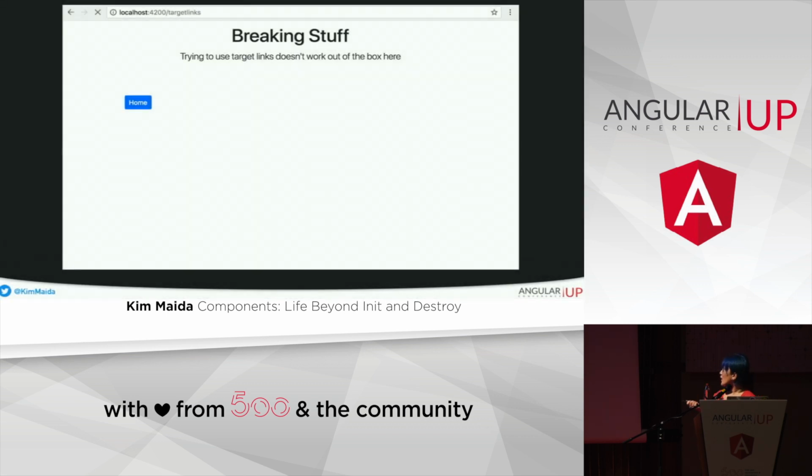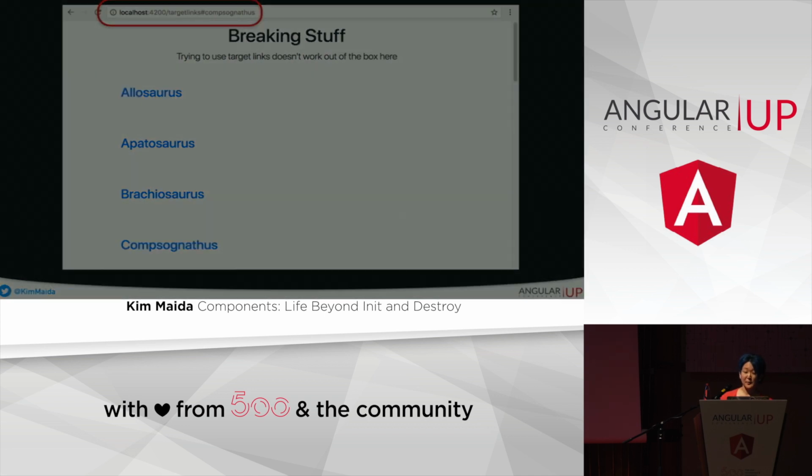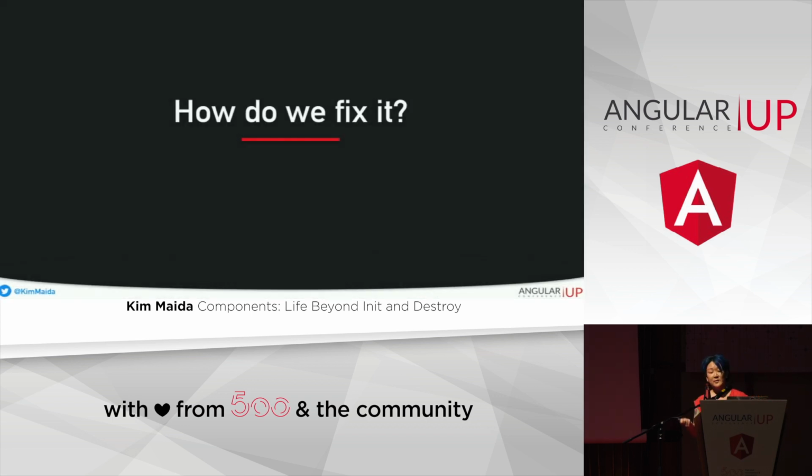So as you can see from the title here, spoiler alert, this isn't going to work. But we're going to load the data. Once the data loads, we have our list. Now we can click on these links that have target links. You can see the hash changing in the URL, but nothing is happening. We're not actually scrolling to the items that we want to see. So it's not working how we want. So how do we fix this?